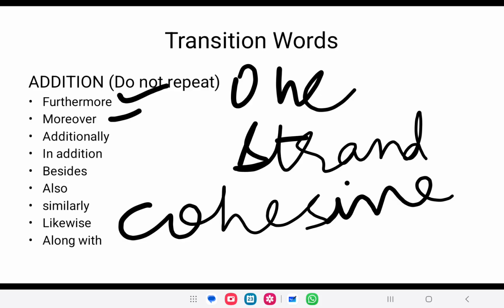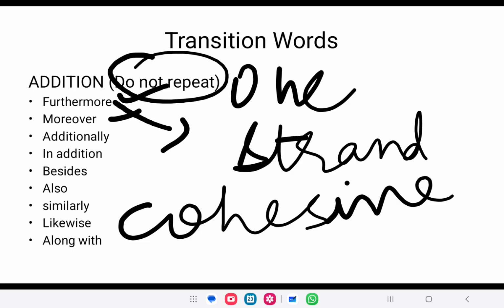One more thing, when you are using these transition words, sometimes students, if they have written furthermore, next time they also write furthermore. If you have used furthermore in your summary, do not repeat it. Come up with moreover. If you have used moreover, then come up with additionally. So you have plenty of transition words. You don't need to repeat any of them. So use them once.